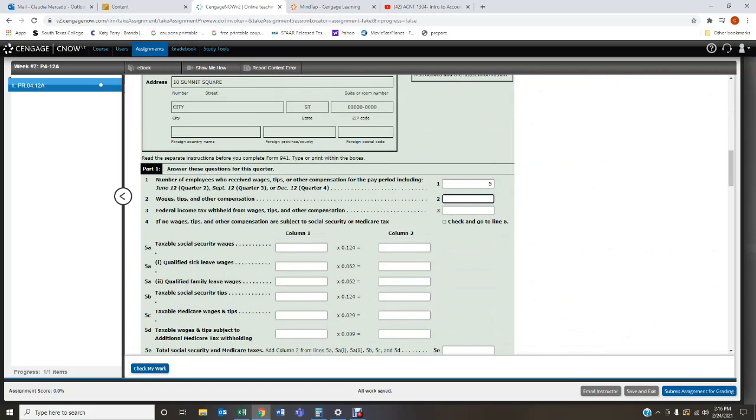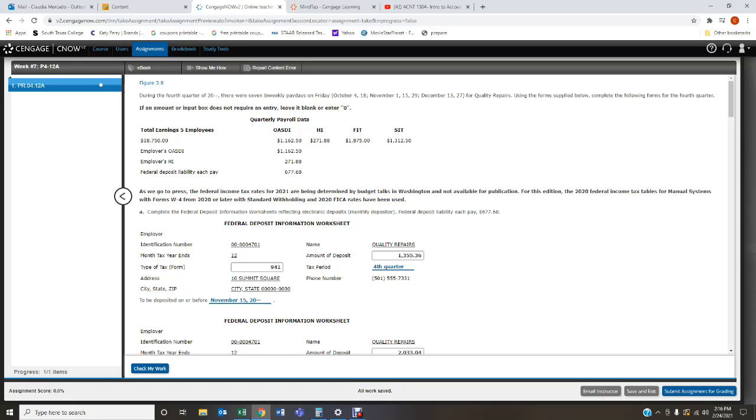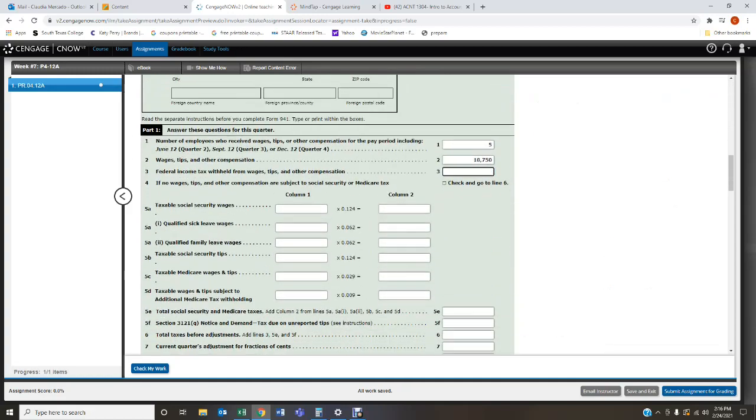$18,750. So that's going to go on line number 2. Okay. Line number 3 is asking you, what is the federal income tax withheld from your wages, tips, and other compensation? Well, if we look back at the data, federal income tax withheld was $1,875. Okay. So far, all we're doing is grabbing the data from the problem and then copying it into the respective boxes. Nothing very complicated.